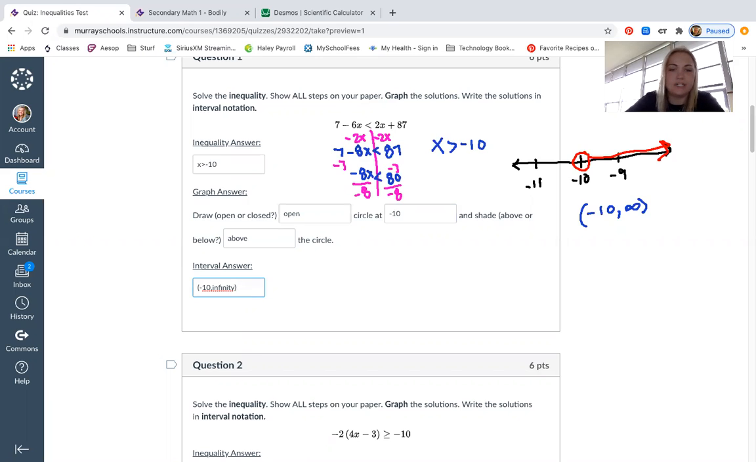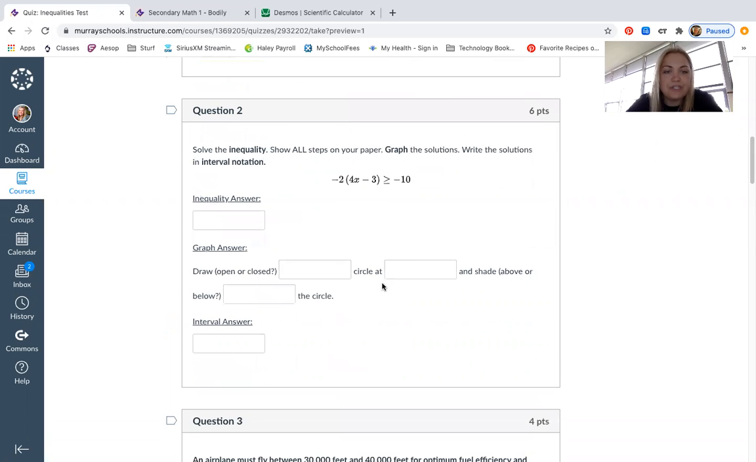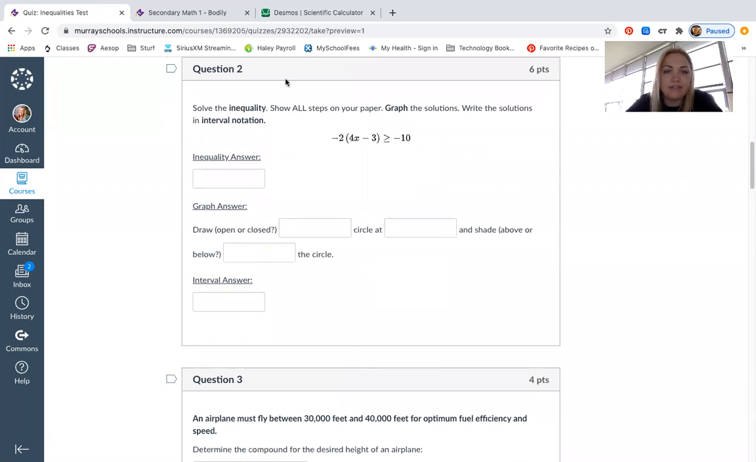Okay, moving on to question number 2. On question number 2, solve the inequality, show all steps, and graph the solutions. So let's start by distributing this negative 2 to everything inside the parentheses. Negative 2 times 4x would be negative 8x. Negative 2 times negative 3 is positive 6, and that's greater than or equal to negative 10.